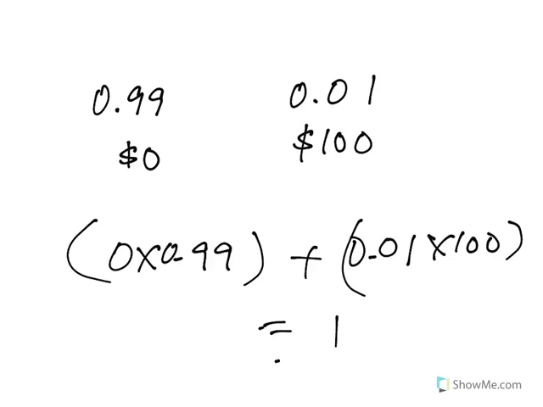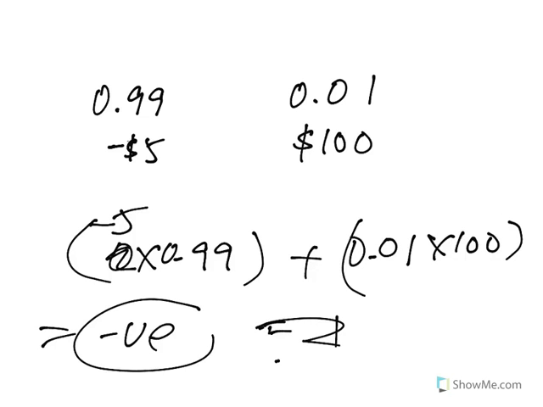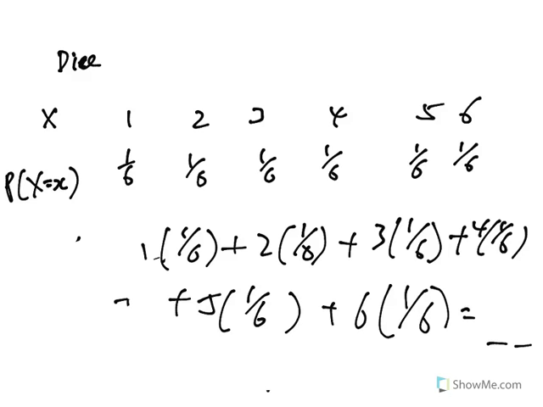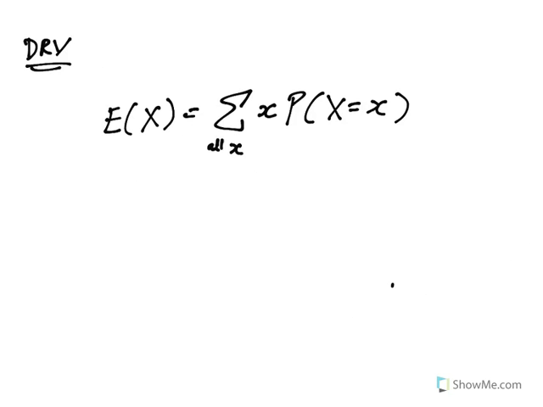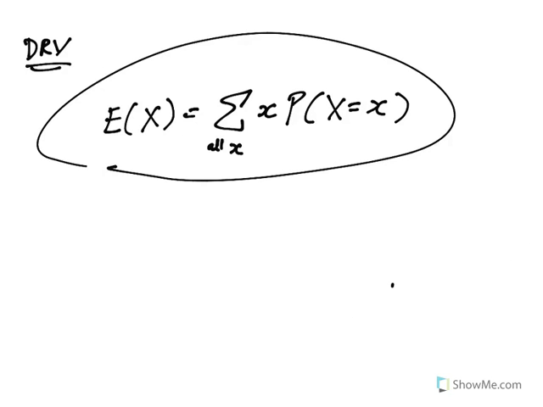Or even worse, I can say there's a 0.99 chance you lose $5, for example, or 0.01 you win $100. So this one is times minus 5. You can see my expected winning will be negative. Will you still play this game? No. You won't play because there is a high chance you will lose. Expected mean says I will lose. It's negative, so I cannot gamble. Okay, so this is the definition of the expected mean.